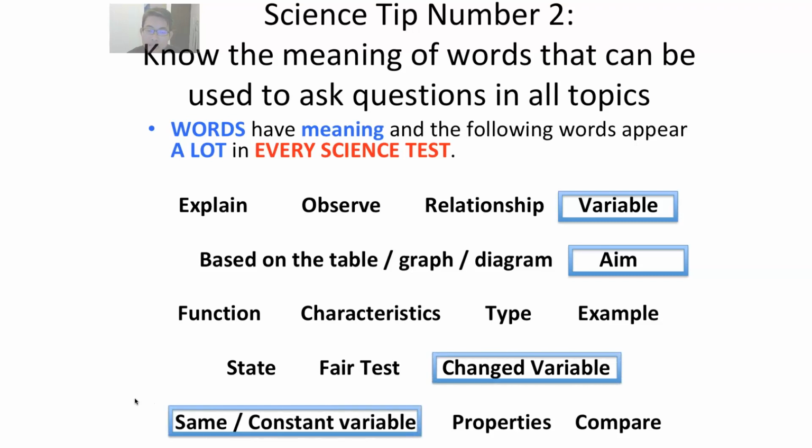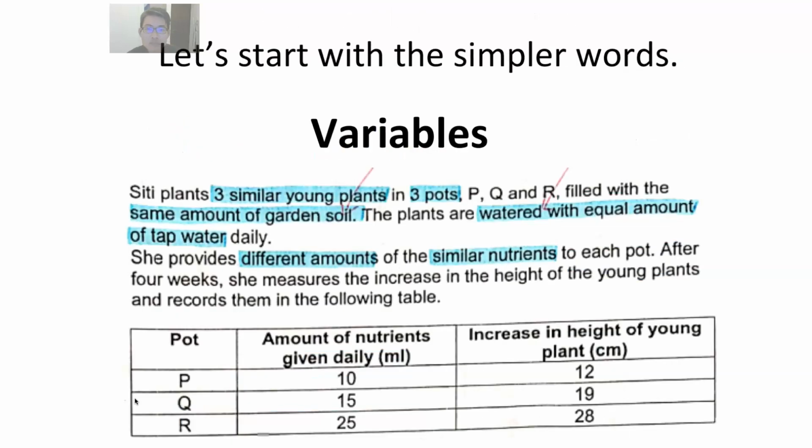We're going to talk about same or constant variables, as well as fair tests. Now let's start with the simpler word, variables. For example, in this question, Siti plants 3 similar young plants in 3 pots, P, Q, and R, filled with the same amount of garden soil. The plants are watered with equal amounts of tap water daily.